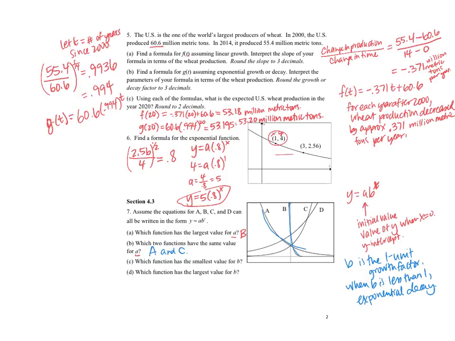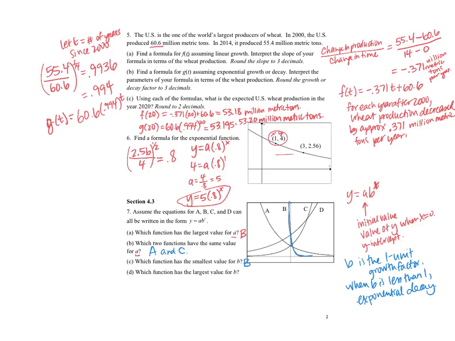And if I look at this function b here, what I can see is that it is decreasing at a much faster rate than function a. And so what that means is that the little b value is very small. So which one has the smallest value for b? It would be the one that's decaying at the fastest rate. And so that's function b there.